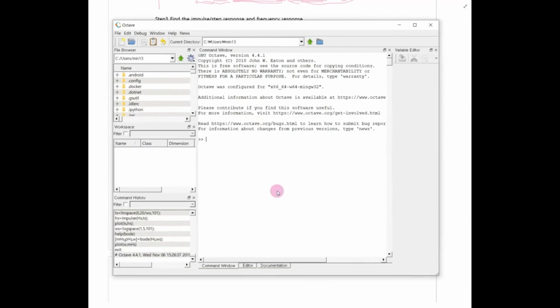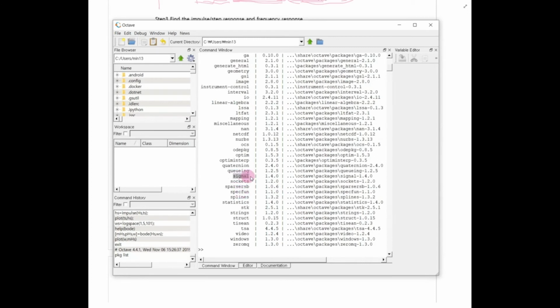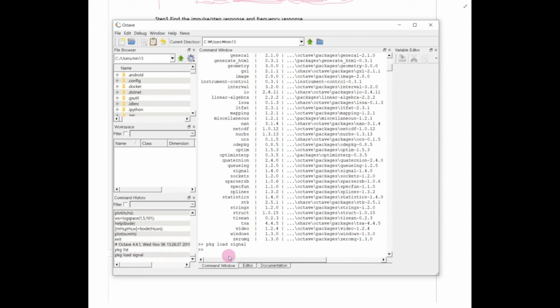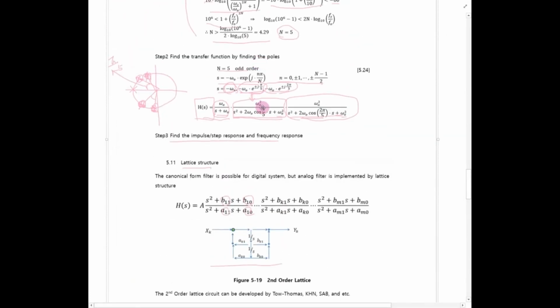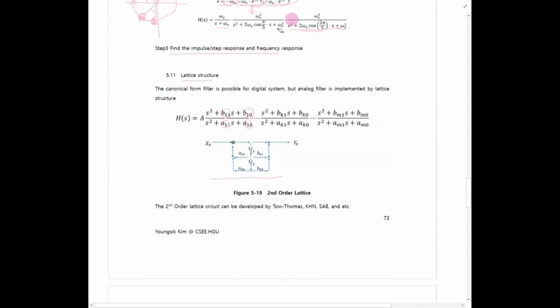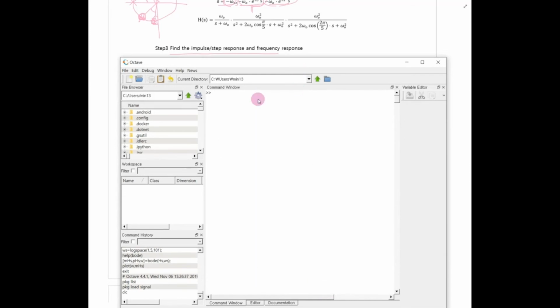But if you are using Octave, you need to check that you have the signal package here, and you need to load that one, pkg load signal. Then you can use the functions. So I would like to show you how to implement these functions. Okay, make it clean. And I would like to make these functions from here. So first, I would like to define the h1 function that will implement this first order one.